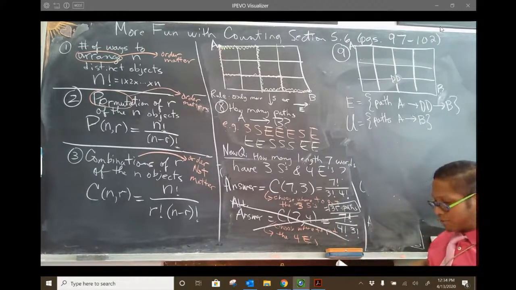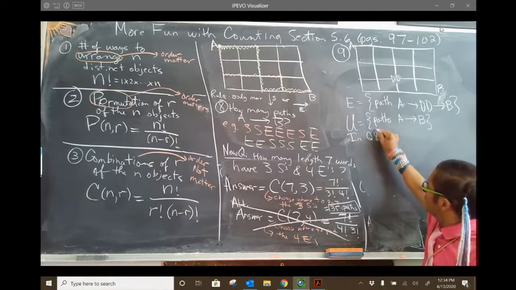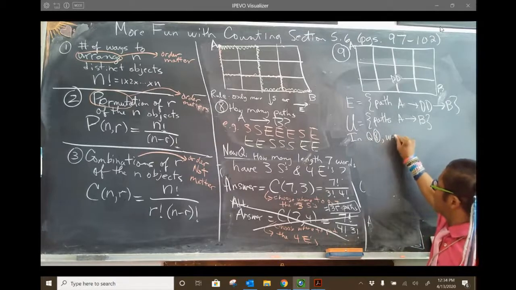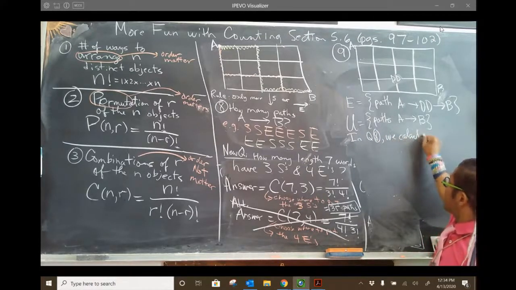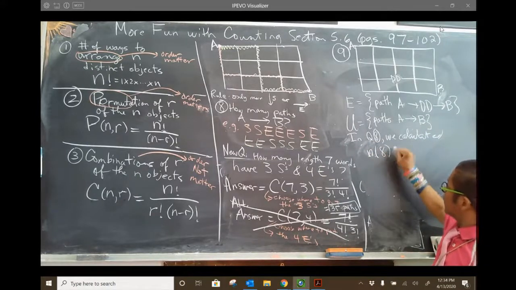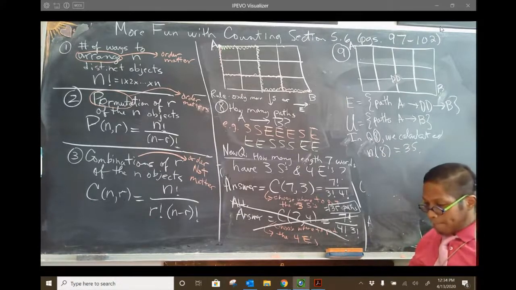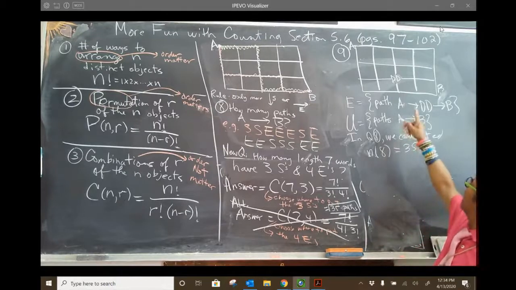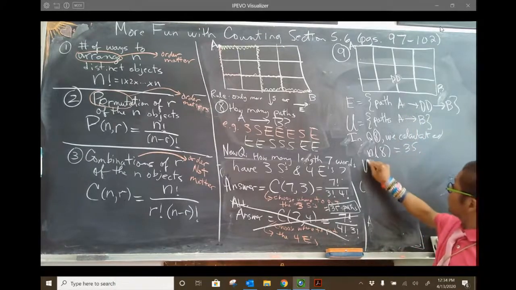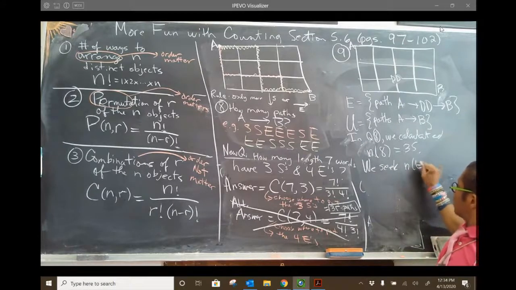So, we can do something really cool. In question 8, we calculated the size of the universe. And we said it's 35. So, the answer we seek, the size of E prime.